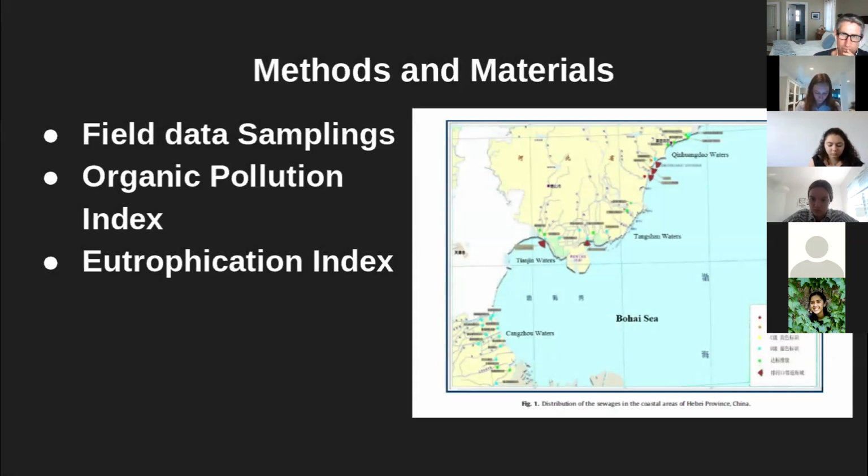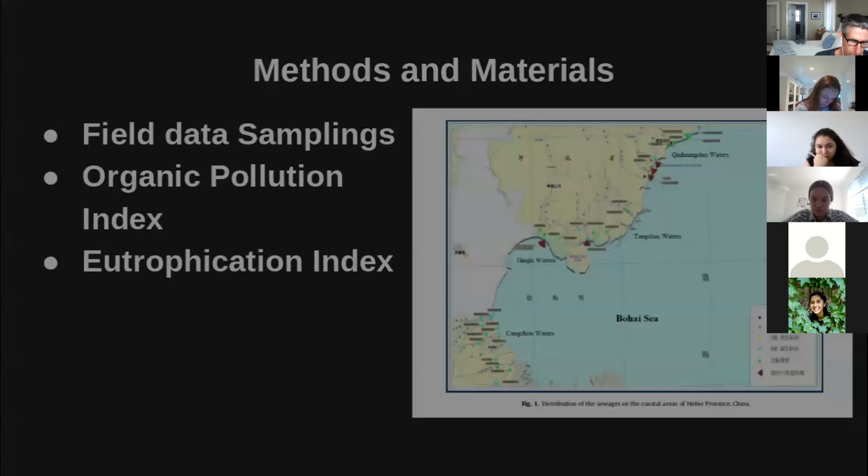The next is the Organic Pollution Index, which is basically a comprehensive index that includes various water quality constituents. It takes account of the effects of the COD, dissolved inorganic nitrogen, dissolved inorganic phosphorus, and dissolved oxygen. And then by comparing with standard values and other pollutants with similar properties, the index could then assess organic matter in the aquatic environments.